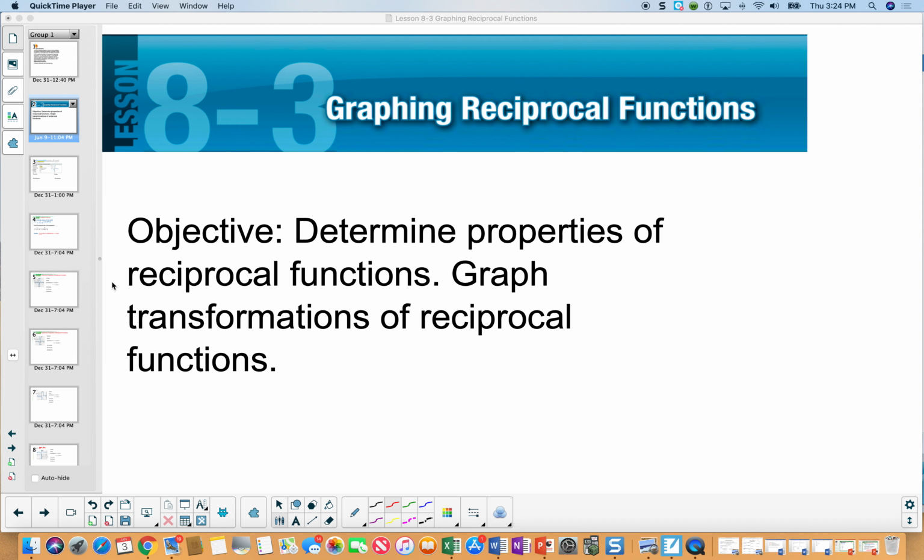Lesson 8-3, Graphing Reciprocal Functions. Objective: determine properties of reciprocal functions. Graph transformations of reciprocal functions.